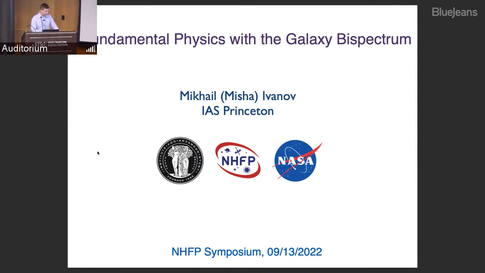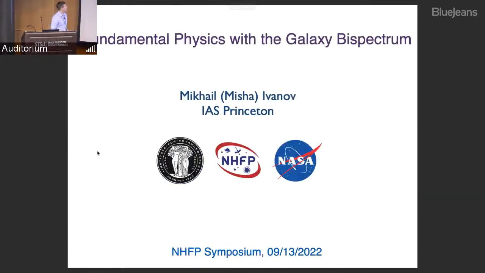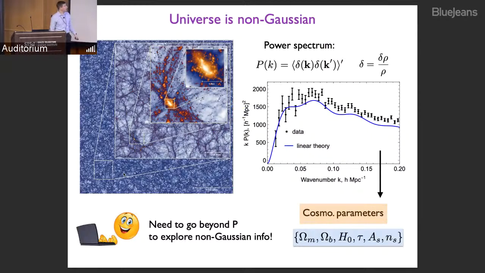I'm going to talk about fundamental physics with galaxy surveys, with the galaxy bispectrum. So I work on large-scale structure. This is the distribution of galaxies on a large cosmological scale, of order a few hundred megaparsecs. Here you can see an example of this distribution.